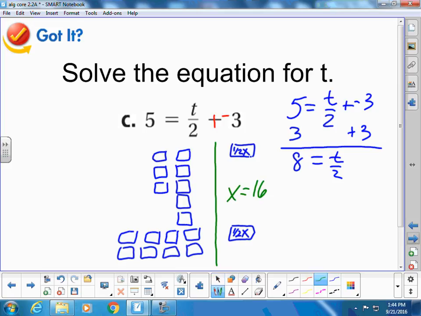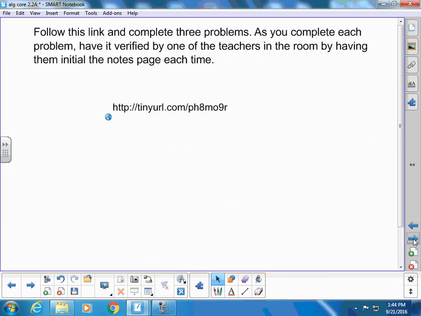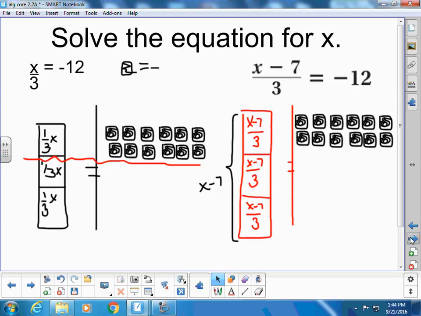And here I would multiply this by 2, which is what we did on the algebra tiles too, basically, and we get 16 equals, excuse me, I said x, but I do mean t. Don't worry about this one. You are done for that part. Don't worry about that page.